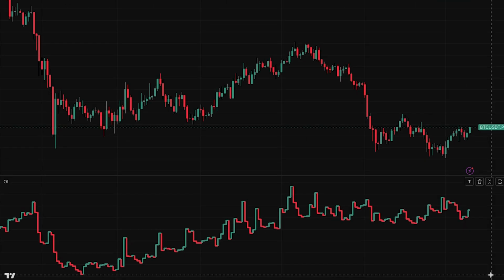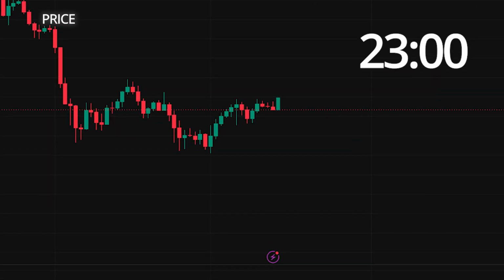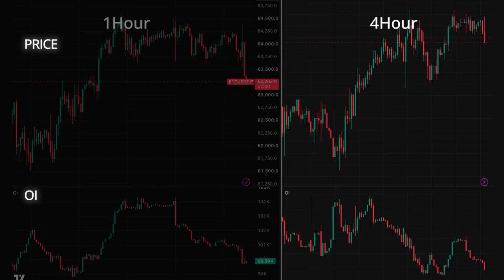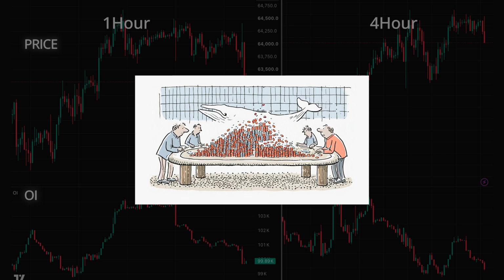But on the daily chart, it's hard to catch meaningful changes in OI. The daily chart only updates every 24 hours. What if there's barely any trading for 23 hours, and then volume suddenly spikes in the final hour? You won't be able to see that flow from a single daily candle. That's why I recommend checking OI on the 1 hour or 4 hour chart, whether OI is increasing or decreasing here. That tells us what the big players might be trying to do.